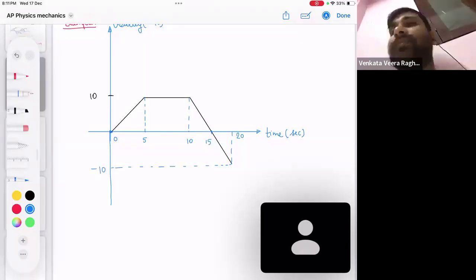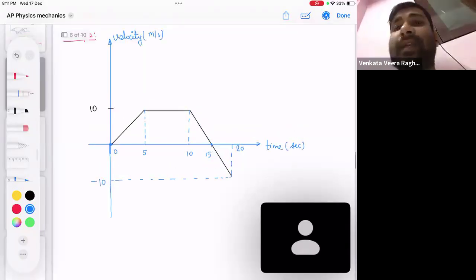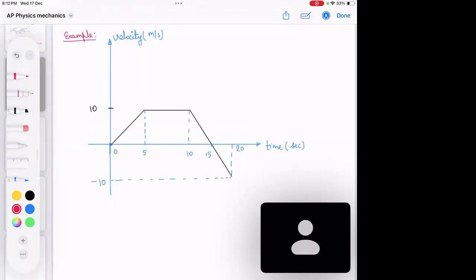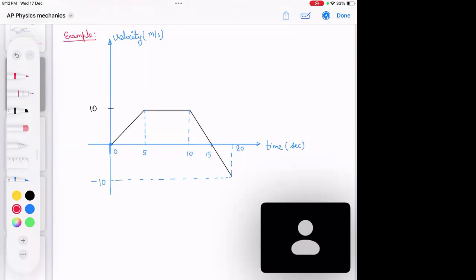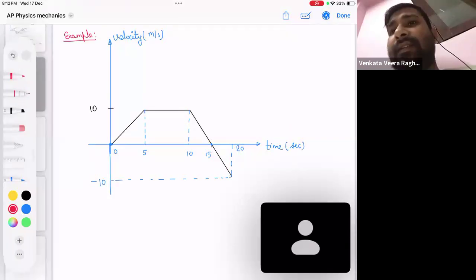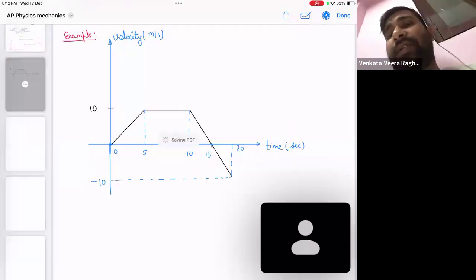Now, there are many things they are asking in the question. Can we discuss the question now? Sir, by numeric also we can do it, like finding the area and finding the displacement. Yes, we can. That's what we are going to do in this question.